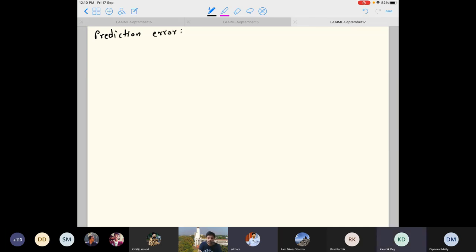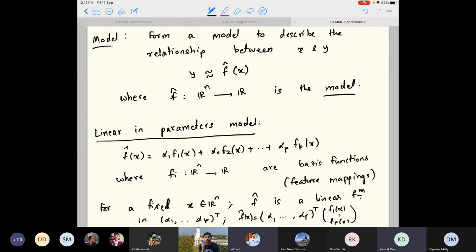So to go back, the f1, f2, these represent the feature values, isn't it? They are basis functions for the time being. They are called feature mappings, but they are basically the basis functions. You will write your model f hat as a linear combination of these things. That's what we basically mean.